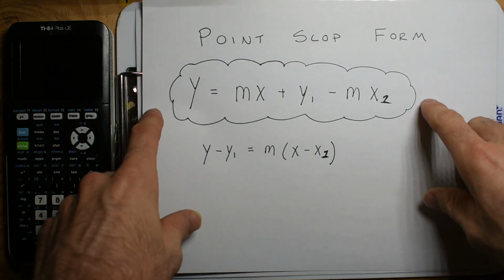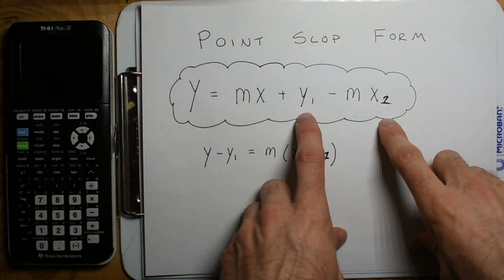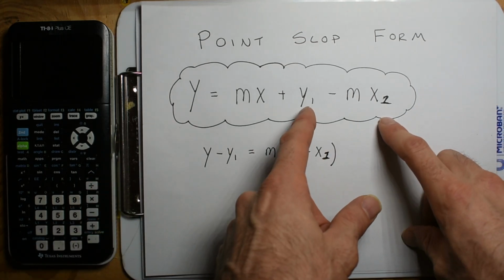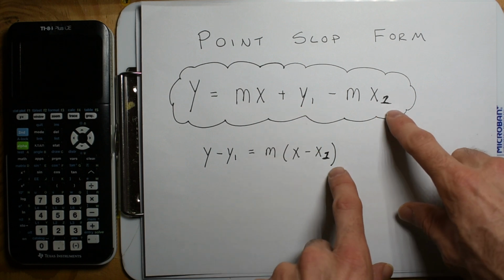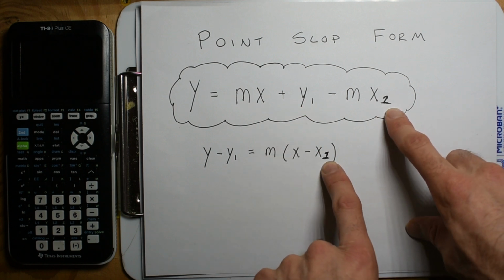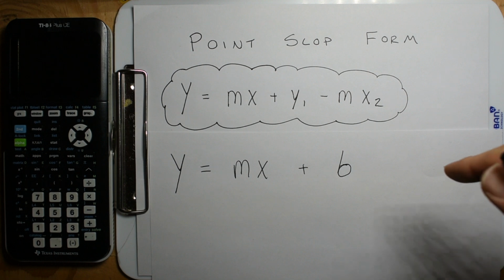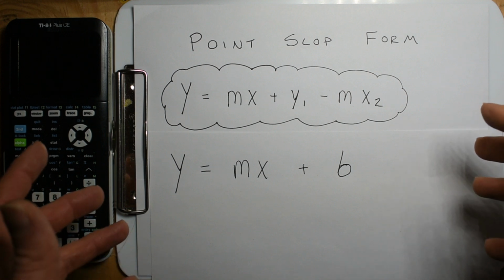Point slope form, and I didn't catch this error in the video. Obviously, you're just using one point, x1, y1, so I just changed these to a 1. Enjoy the video. So the point slope form of an equation.